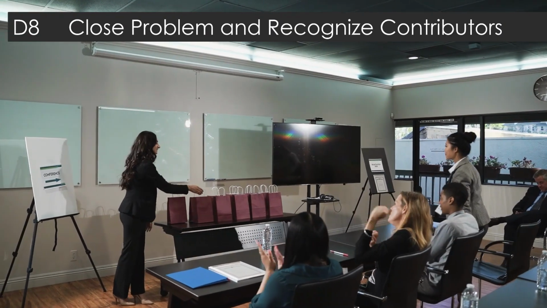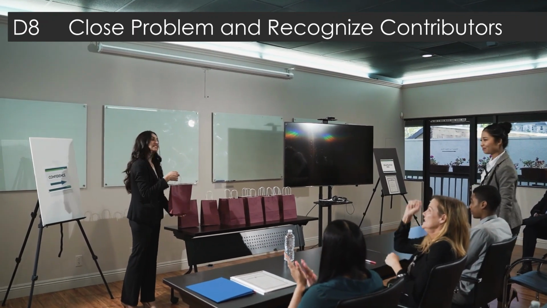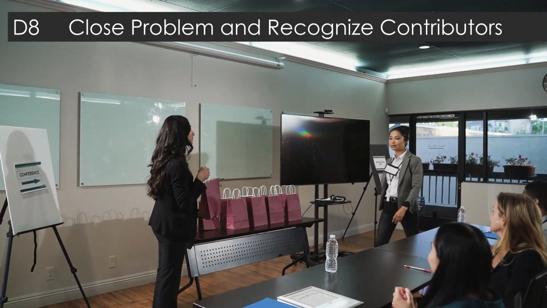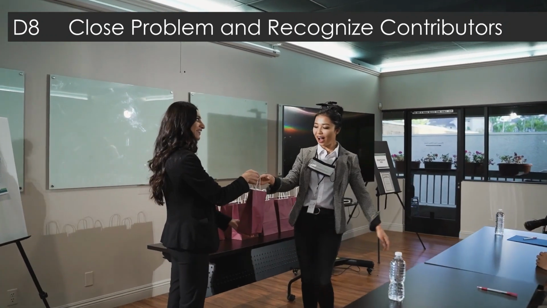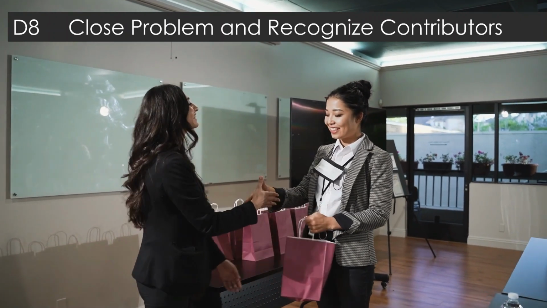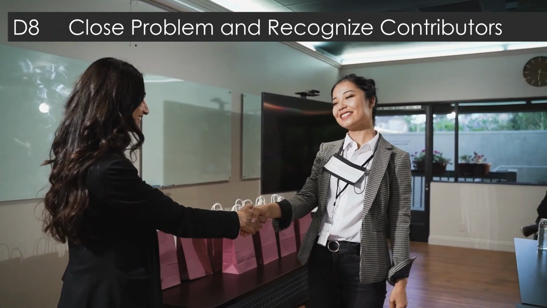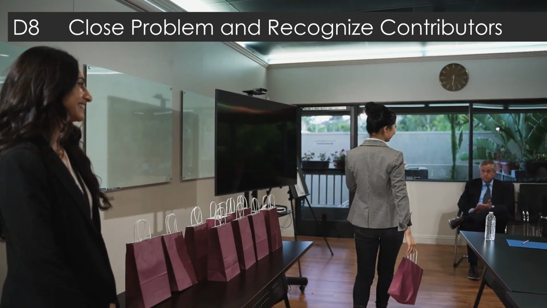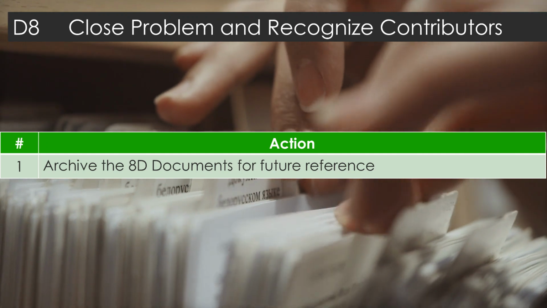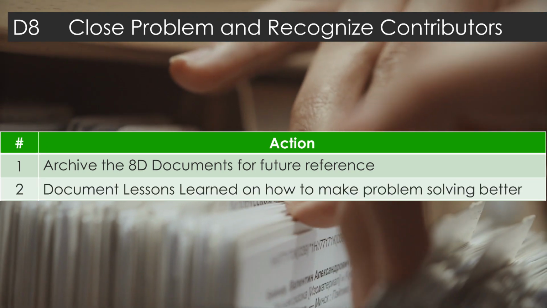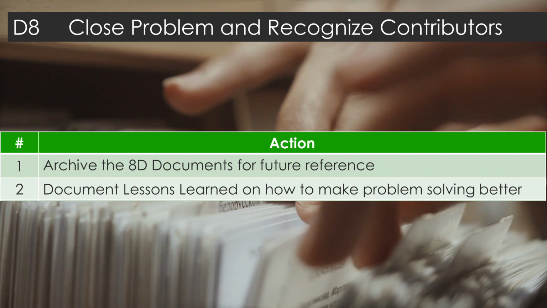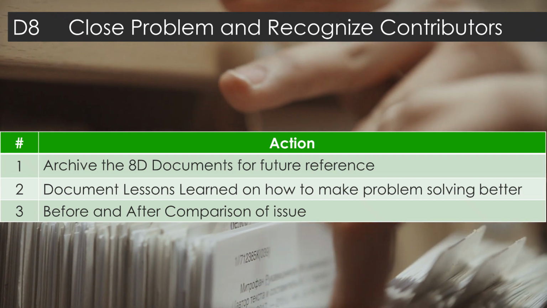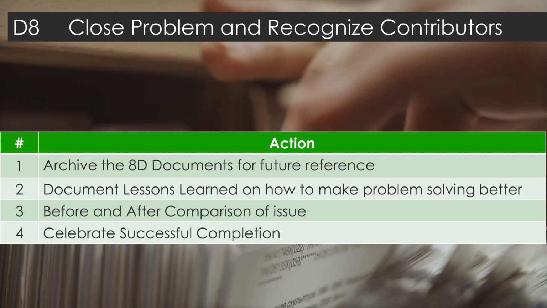D8. Close problem and recognize contributors. Teams require feedback to allow for satisfactory closure. Recognizing both team and individuals' efforts and allowing the team to see the previous and new state solidifies the value of the 8D process. Activities in D8 include: archive the 8D document for future reference, document lessons learned on how to make problem solving better, a before and after comparison of the issue, and celebrate the completion.